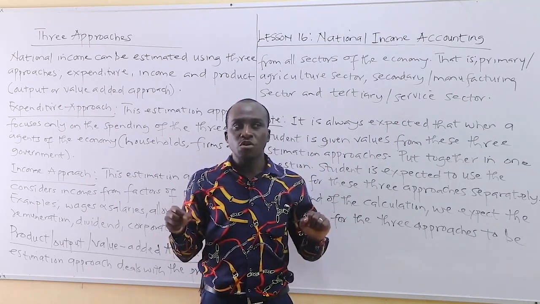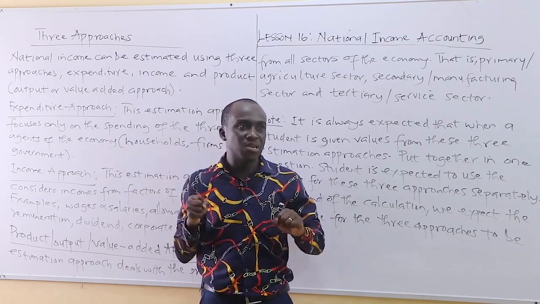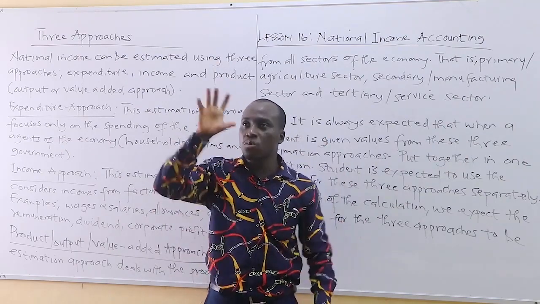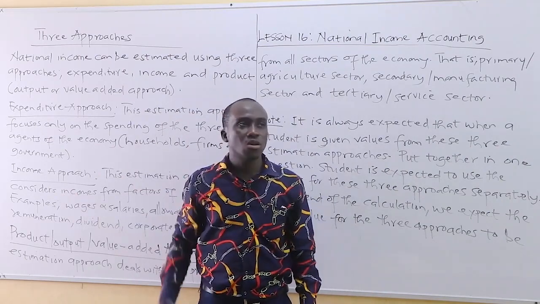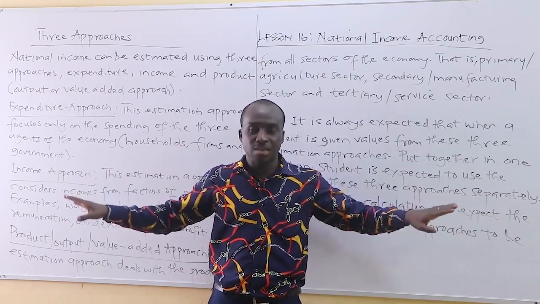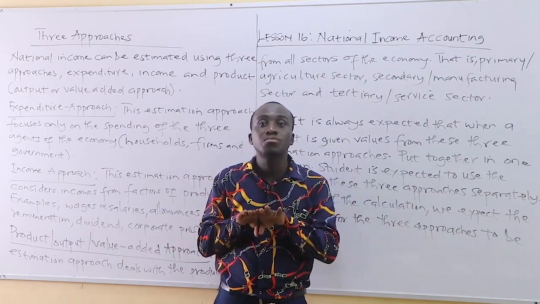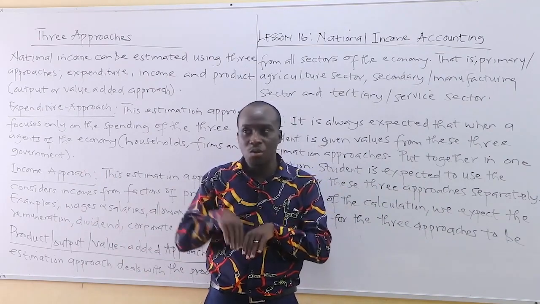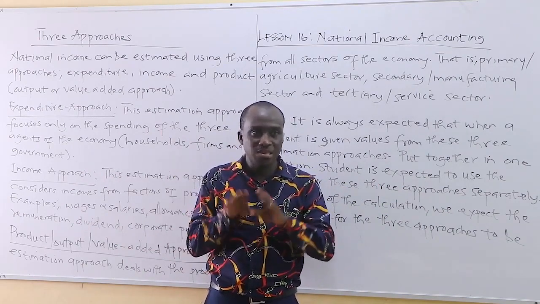But so when you are solving, you take the items for expenditure approach, you solve them separately. You pick the items from income approach, you solve them separately. You pick items from product approach, you solve them separately. So you solve separately for expenditure, income, and product. When you finish, the answers should be the same. If you're writing the exam, don't worry, they don't ask that. But those who are in the university can think about that. When you finish, the answers should be the same.